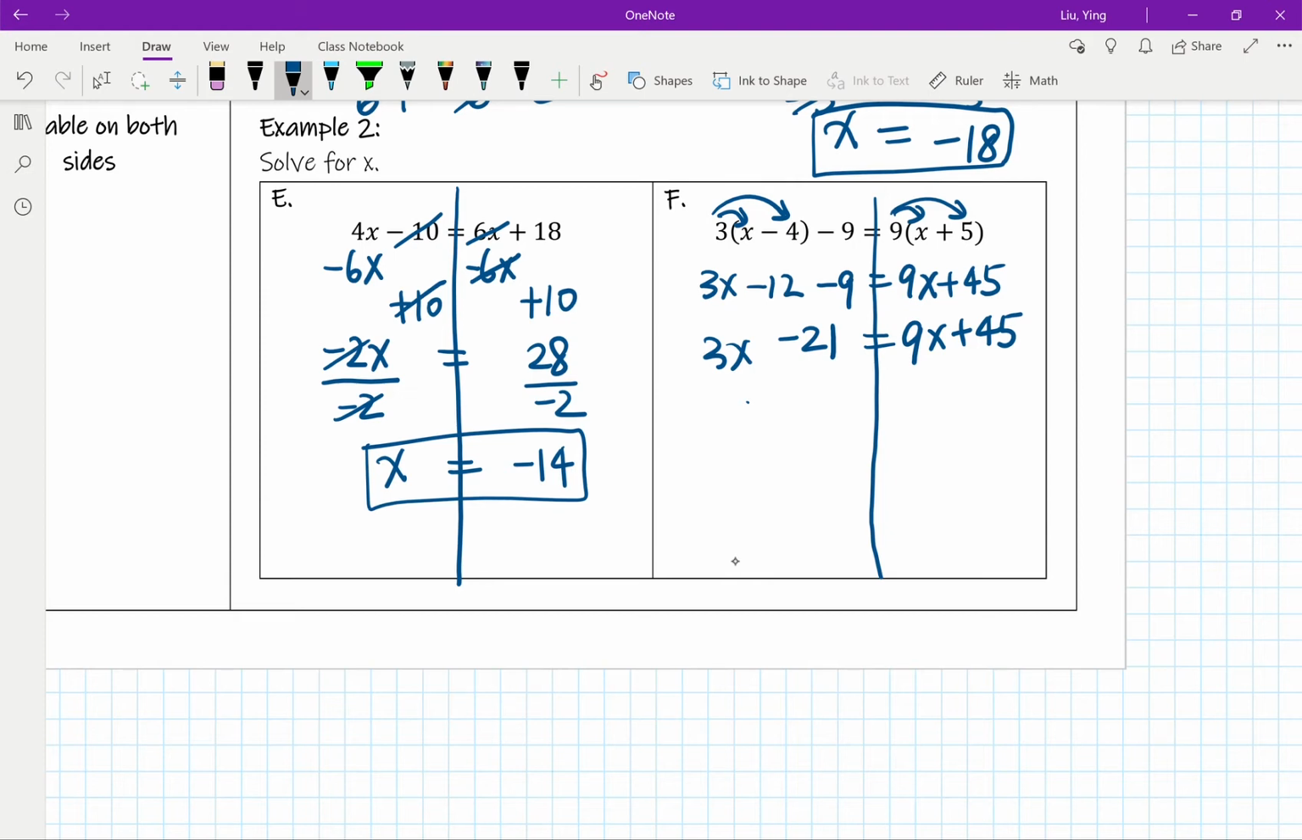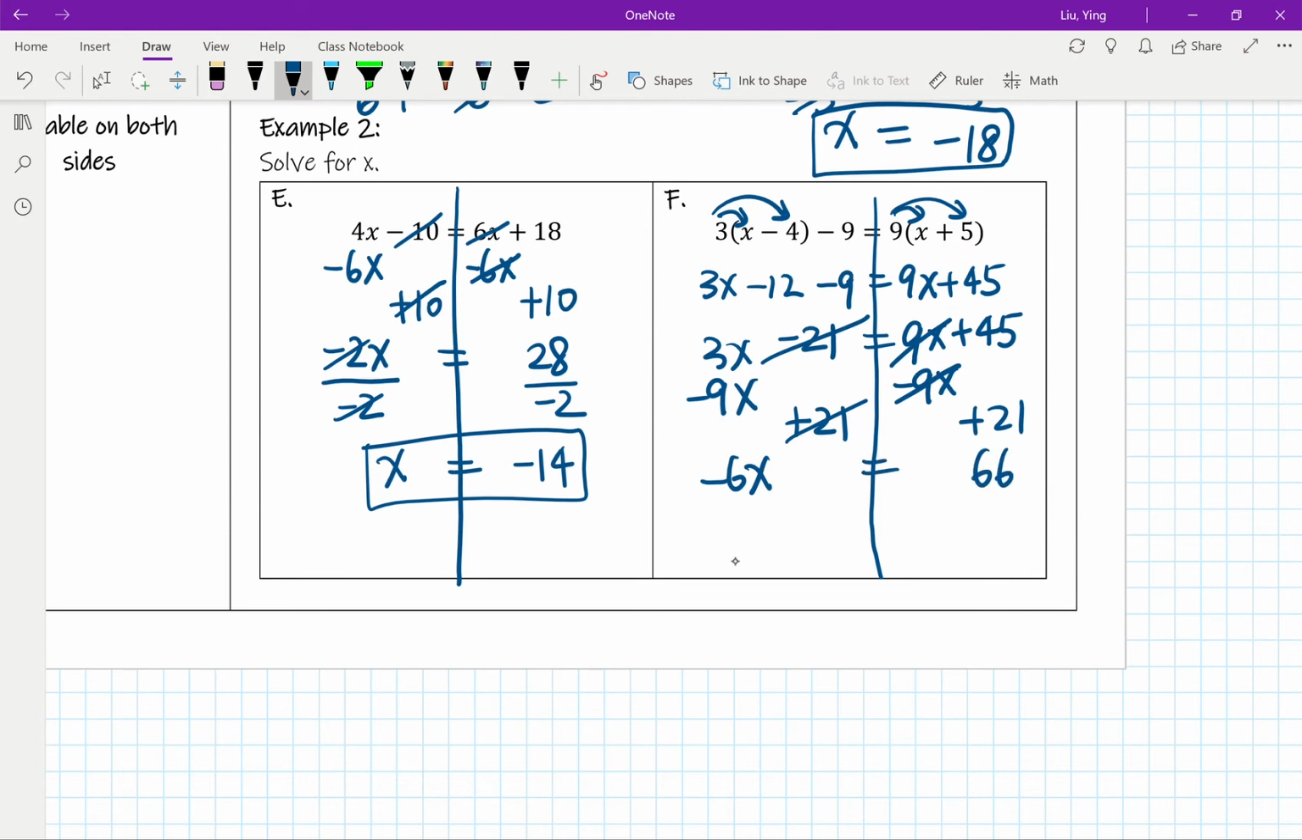So to do that, we'll subtract 9x on both sides. That way it's gone on the right-hand side. And then we'll do the same thing for the constants. We'll add the 21 on both sides. So that way it's gone on the left-hand side. Make sure you do the same thing on both sides. So the left-hand side has now negative 6x left. And the right-hand side, 45 plus 21 is 66.